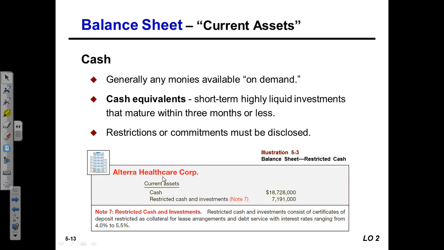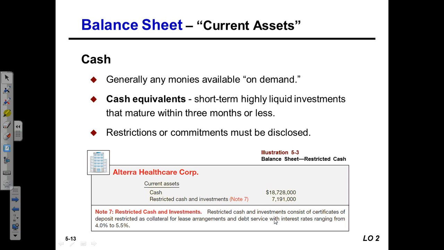So here's Altera Healthcare Corp. Oh, by the way, restricted cash. What does that mean? This is still current, but it's restricted in terms of its use. I can't spend it, it's for a specific purpose. Maybe retire some debt with it, and I'm required to do it. They say it's a certificate of deposit for collateral for lease arrangements and debt service, so they have to keep that. They're required to under the debt agreement. That's all that is. So it communicates it to people.